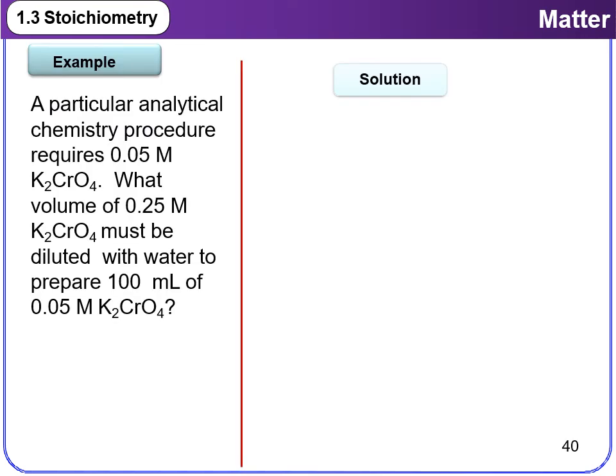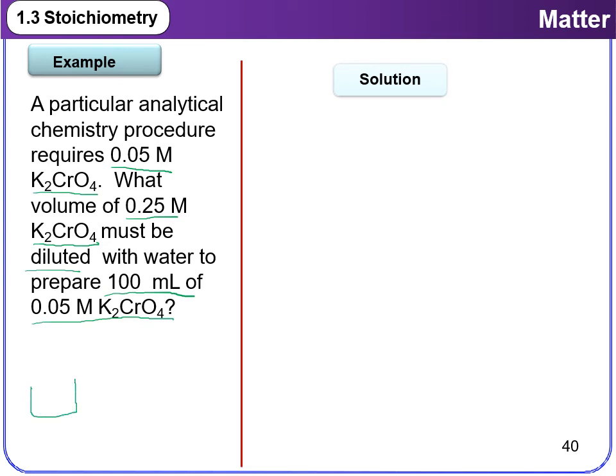Okay, let's look at one example where the dilution process is involved. A particular analytical chemistry procedure requires 0.05 molar potassium dichromate(VI). What volume of 0.25 molar potassium dichromate(VI) must be diluted with water to prepare 100 ml of 0.05 molar potassium dichromate? So basically, I think you will get the idea.